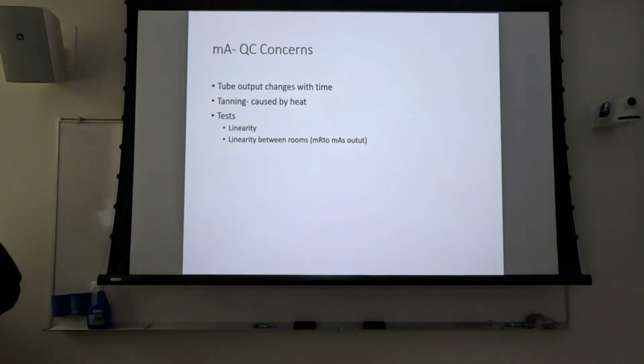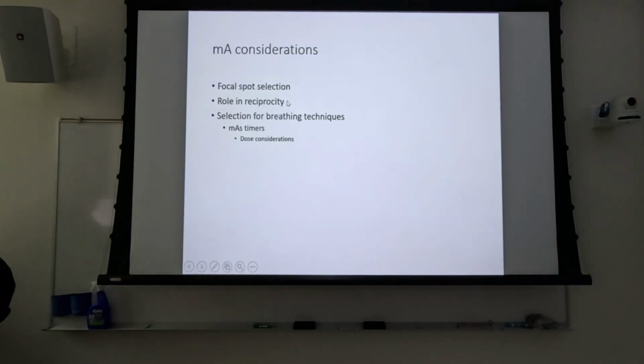It's caused by heat. The tests, of course, will be linearity, and the linearity between rooms, again, is just referred to as mR to mAs output. That doesn't really have a place in this single tube example. It's just worth mentioning. So focal spot selection.